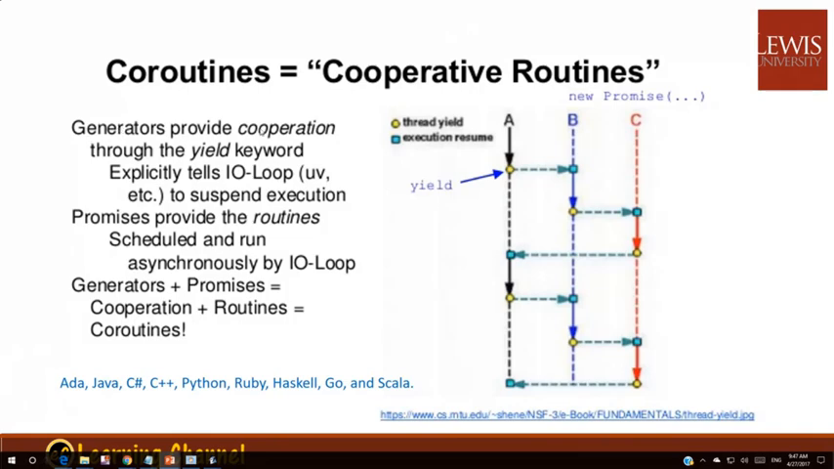So we have generators, which provide cooperation through the yield keyword. It basically tells the IO loop to suspend the execution. Promises provide a routine schedule and run asynchronously with the IO loop. Maybe A is waiting for some IO, and B or C will kick in to help. That is called promises. Generators plus promises are cooperative routines, and we call them coroutines. So a coroutine is usually a routine that runs alongside your main program to help your operations.